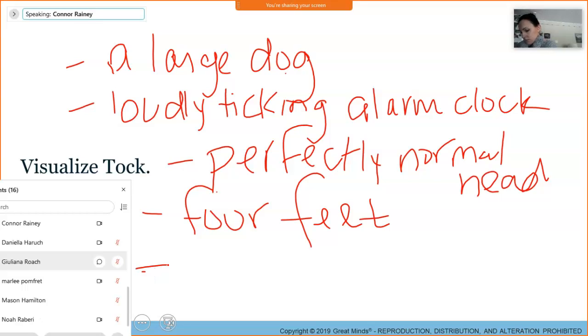So Connor, give me the next one. I have to go get my book. Okay, yep. Everybody might want to have your book for this. We're going to need it today. Okay, can anybody else tell me something to add to this? There's one more thing. I do want to add the body of a loudly ticking alarm clock.